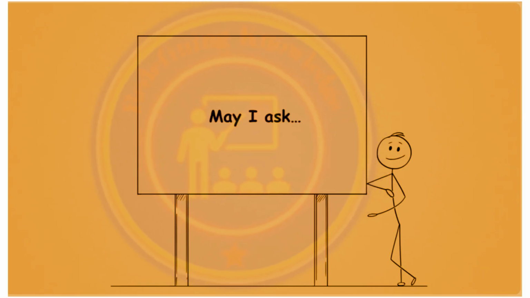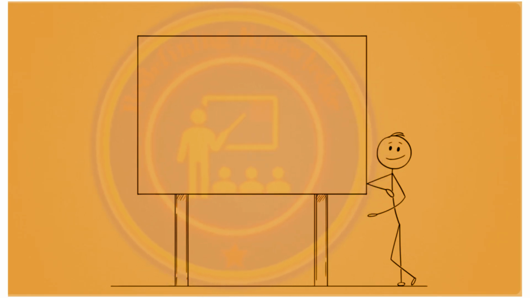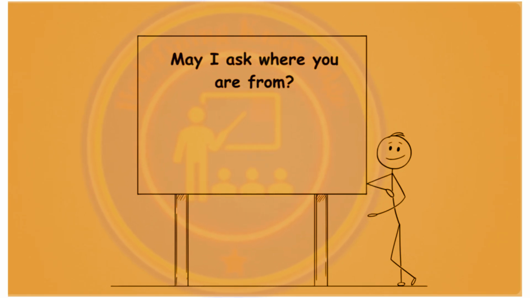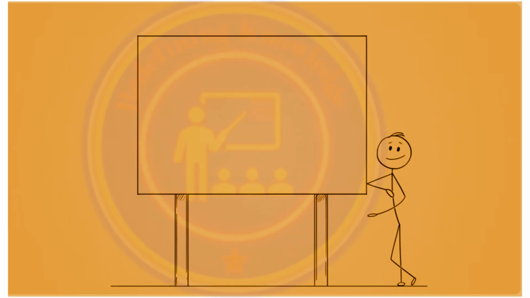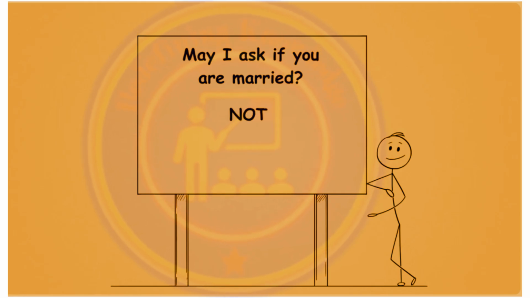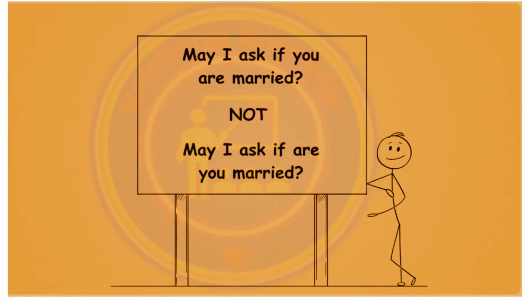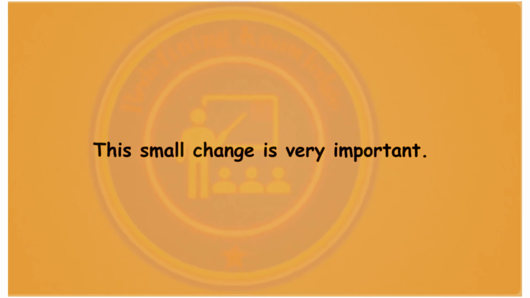Now here are some small grammar tips. When you use may I ask, the sentence structure changes. You say, may I ask where you are from, not may I ask where are you from. And may I ask if you are married, not may I ask if you married. This small change is very important.